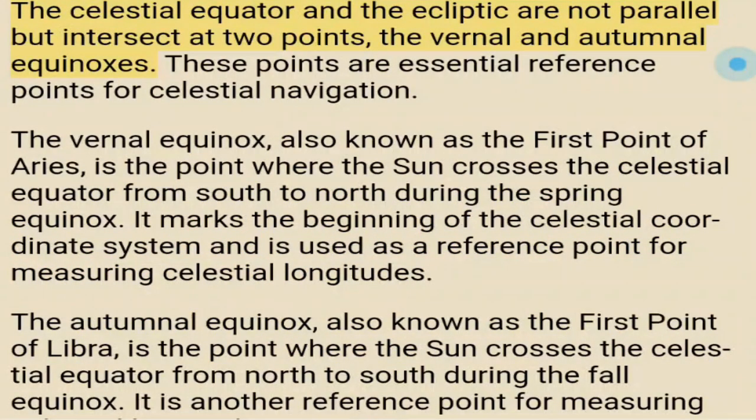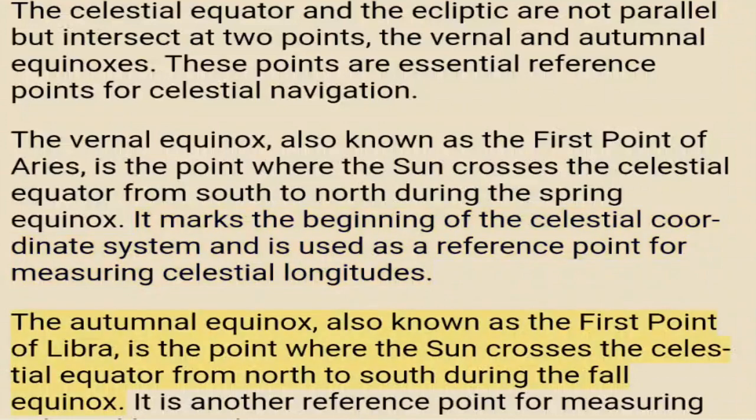Relationship between the celestial equator and the ecliptic. The celestial equator and the ecliptic are not parallel but intersect at two points, the vernal and autumnal equinoxes. These points are essential reference points for celestial navigation. The vernal equinox, also known as the first point of Aries, is the point where the Sun crosses the celestial equator from south to north during the spring equinox. It marks the beginning of the celestial coordinate system and is used as a reference point for measuring celestial longitudes.